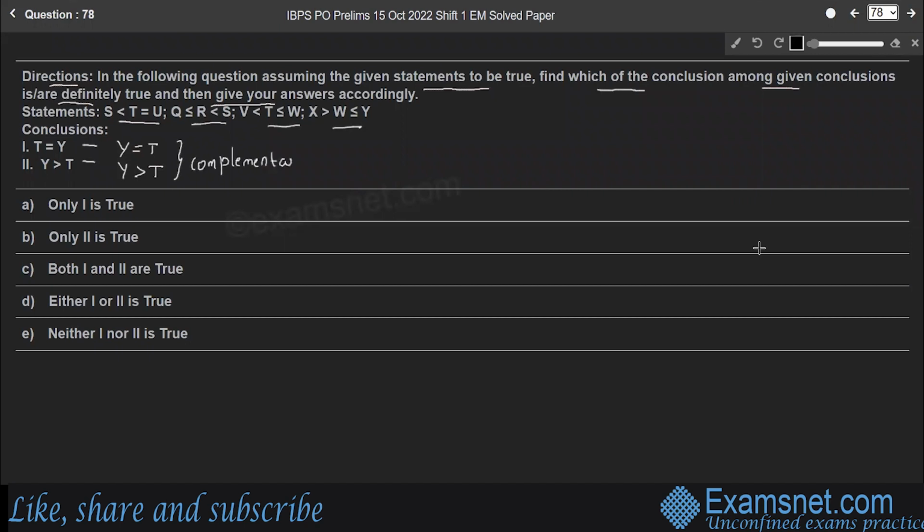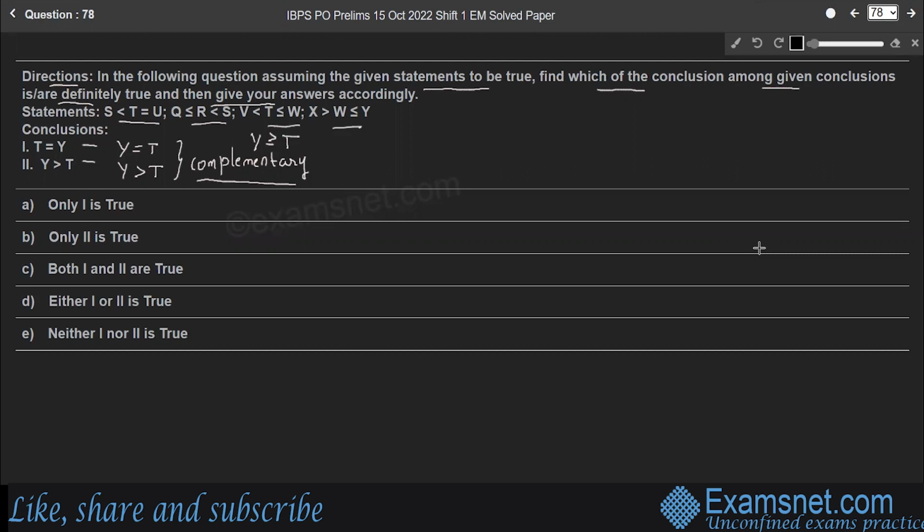That means both the conclusions cannot be true at a time. That means either y is equal to t or greater than t. Y is greater than or equal to t. Therefore, both the conclusions cannot be true at the same time, right? Therefore, either one or two is true will be the answer. I'll repeat once again. Whenever there are complementary conclusions, the answer will always be either one or two is true, right? So, look at the statements one by one.